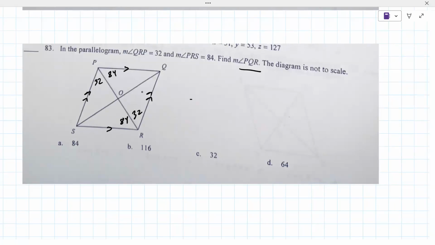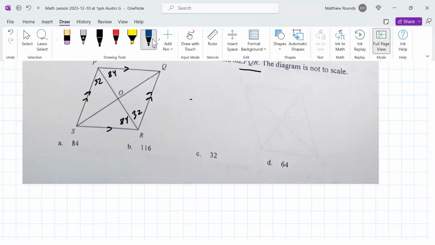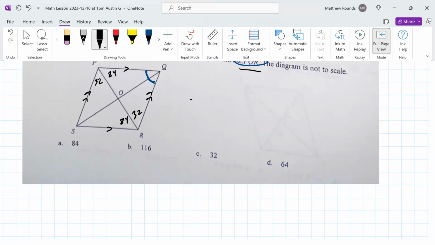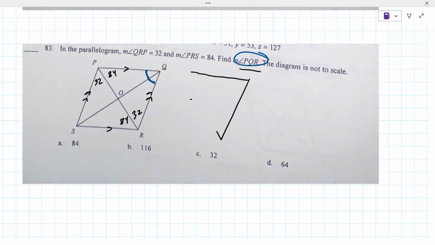Now we're looking for PQR. So maybe use a different color here. That's this whole angle here. Now if I just, and sometimes you've got to do this, remove some lines.